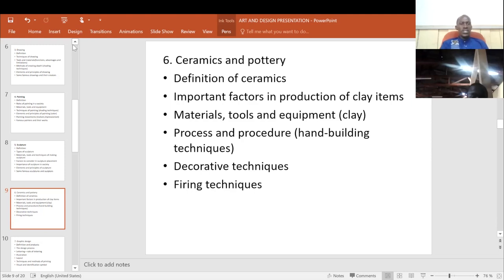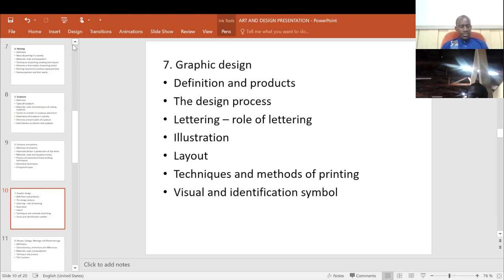Then we can talk about the next topic, graphic design. What are some of the areas that the candidate needs to pay attention to? Again, we start with the definition of graphic design. The candidates must understand what graphic design entails. We can talk about the products of graphic design. What are some of these art forms, or what are some of these items that we create using graphic design?